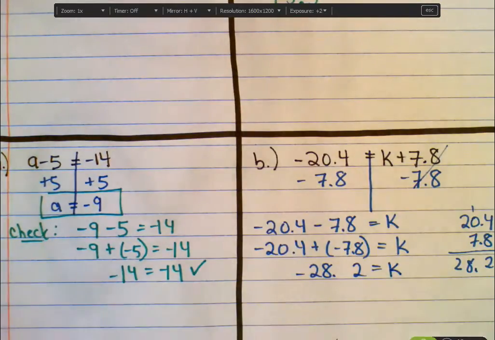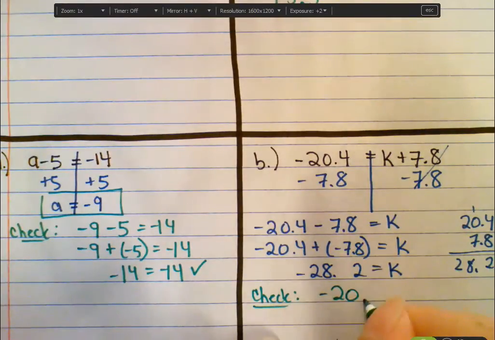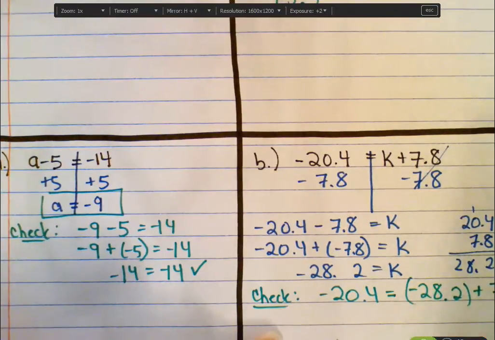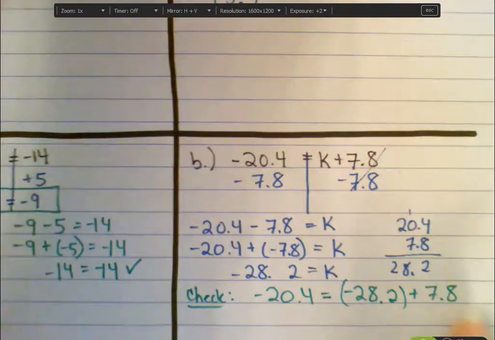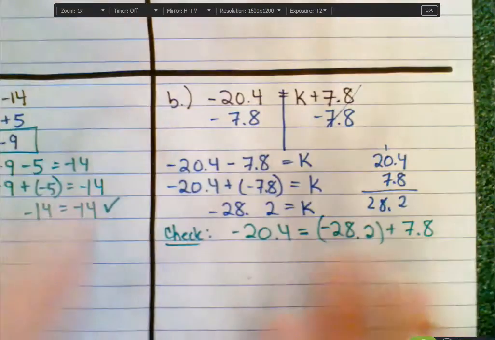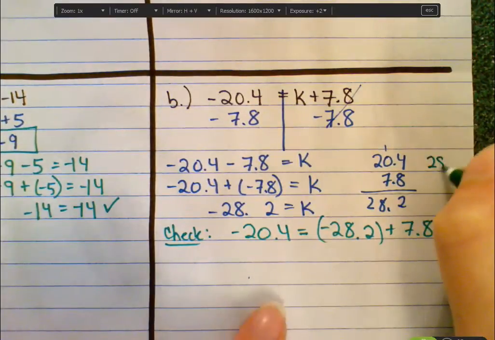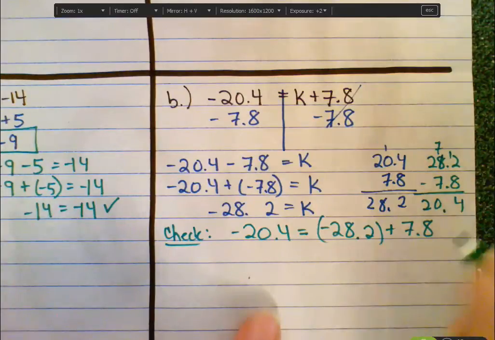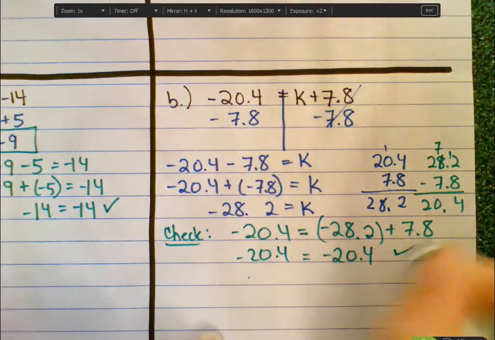Before I can say that's my final answer, I need to show a check. And let's plug it back into the original equation. So negative 20.4, I'm going to plug in negative 28.2 plus 7.8, and let me see if those do equal each other. And do my work kind of on the side again. They are different signs here, so I actually need to subtract. So actually maybe I'll do it right up over here. So 28.2 minus 7.8, and I need to borrow, put 4, 0, and since the negative went with the bigger number, it's going to be a negative 20.4. So this does work out.